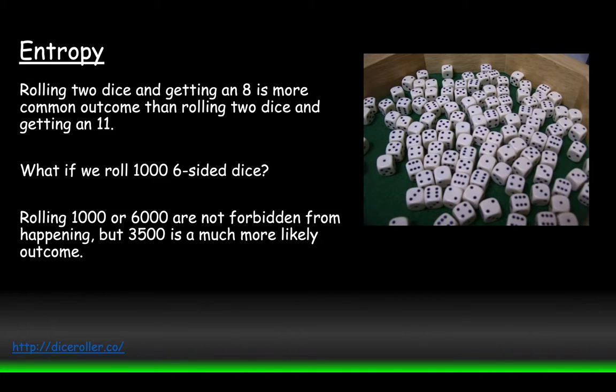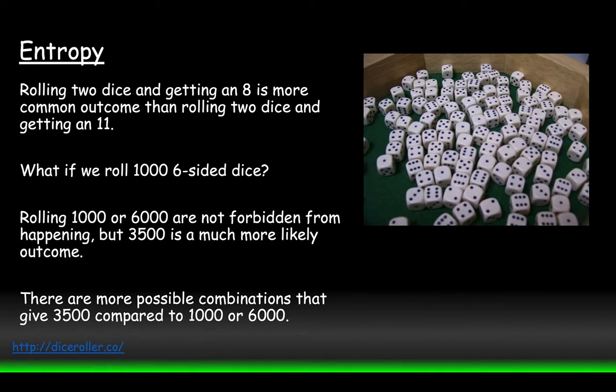A much more likely number would be something around 3,500. Now, each time you roll 1,000 dice, you probably won't roll exactly 3,500. You'll probably roll more or less than that. But the total of all the dice added up will probably be somewhere around 3,500, within a couple hundred plus or minus of that number. The reason is there are more possible combinations of six-sided dice that give 3,500. There's only one combination of six-sided dice that gives 1,000 or 6,000.